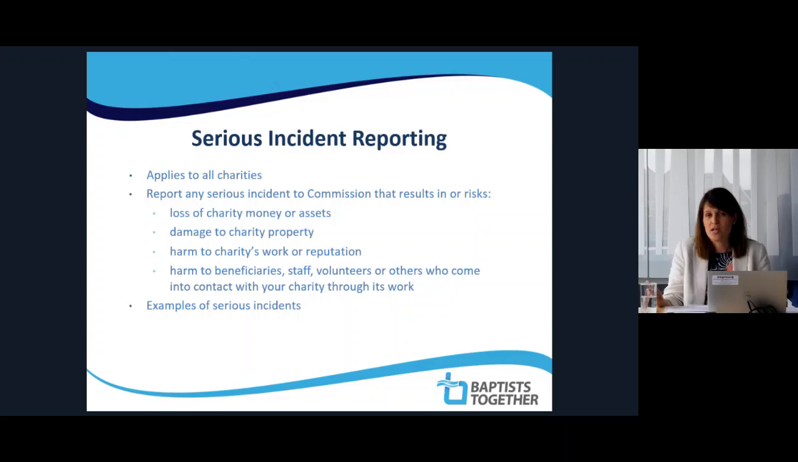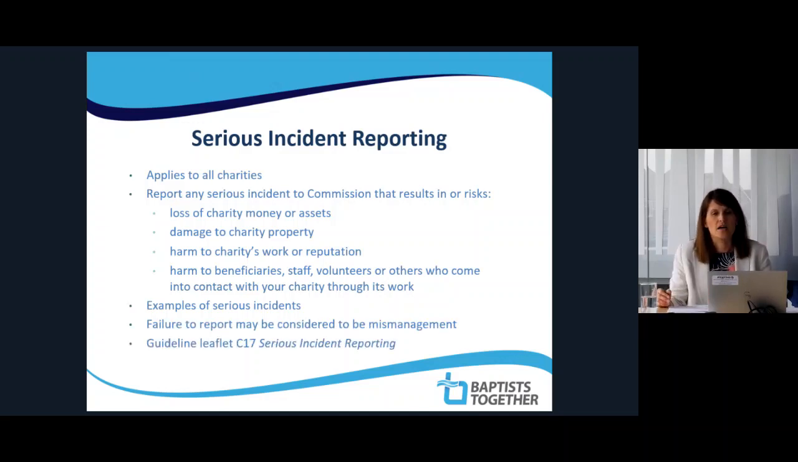Large or suspicious donations to the charity or the church in excess, let's say, of £25,000, that would be reportable to the Commission, or serious malicious damage or vandalism to the church site or its property, and anything that you would deem to be a reputational risk. Those incidents all need to be reported to the Charity Commission. And we again have a fairly new guideline leaflet that you can look at to identify what would be a serious incident beyond the examples that I've just given you.